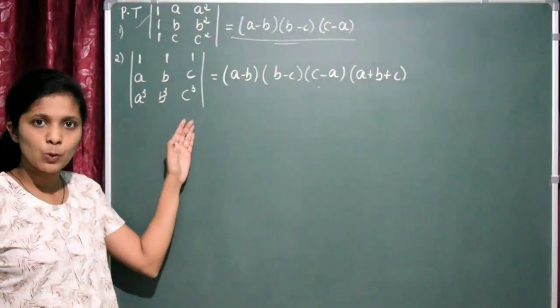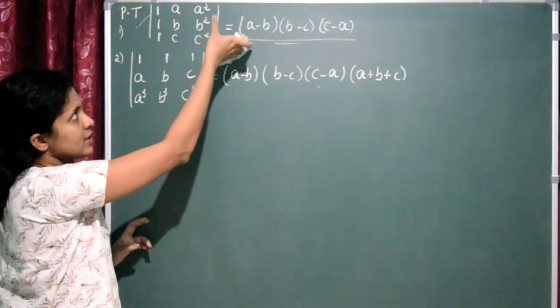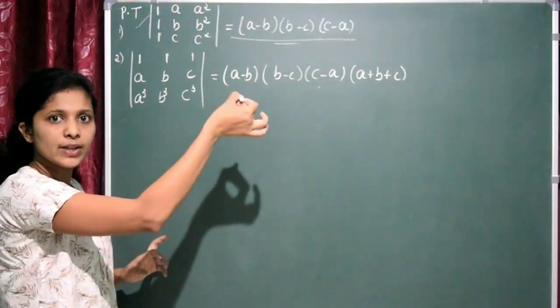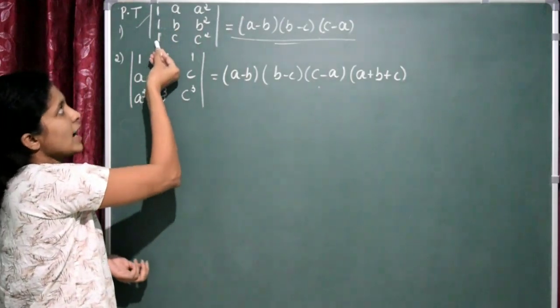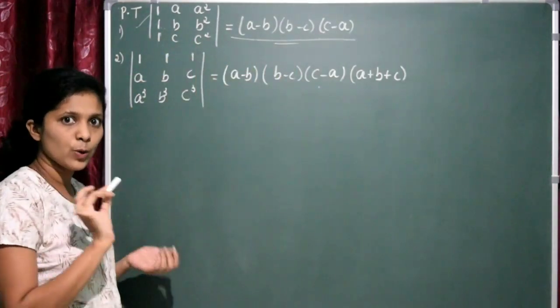Here I have written two problems. Both the problems are similar and you have to solve this problem, okay? And this is simple one. You know that this is the first column is 1, 1, 1 is there. What you can give, the operation you have to give, R2 changes to R2 minus R1 and R3 changes to R3 minus R1. Then you expand, you will get this answer. I hope you can do this one.